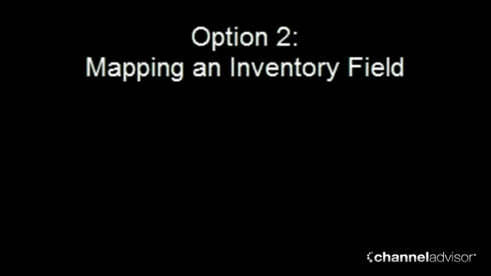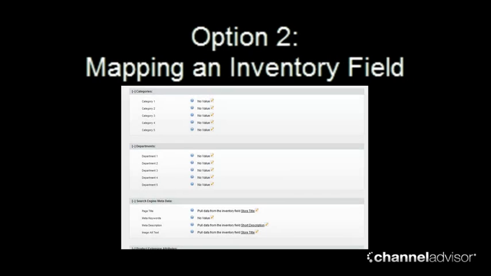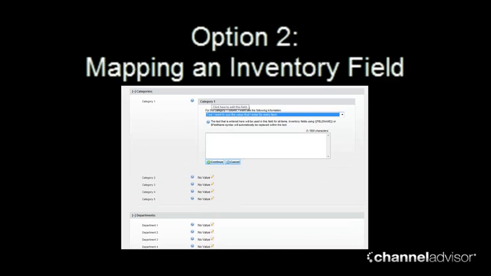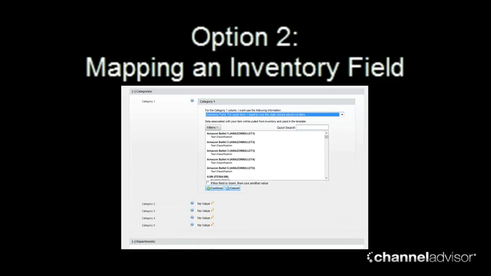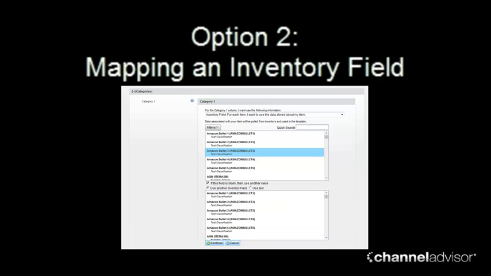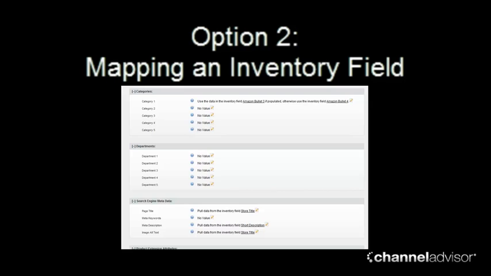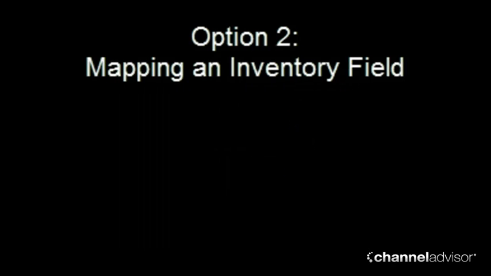On the other hand, for product titles, your inventory will have many different values. In this scenario, you would want to consider mapping an inventory field. With this option, you would choose a specific inventory field that contained the relevant information for the field you are mapping. Using the product title example, you would want to choose the inventory field related to title.